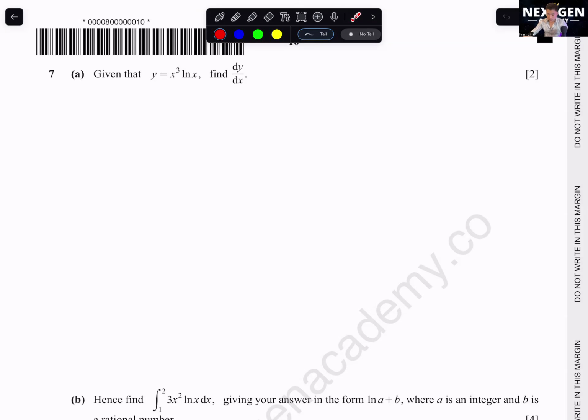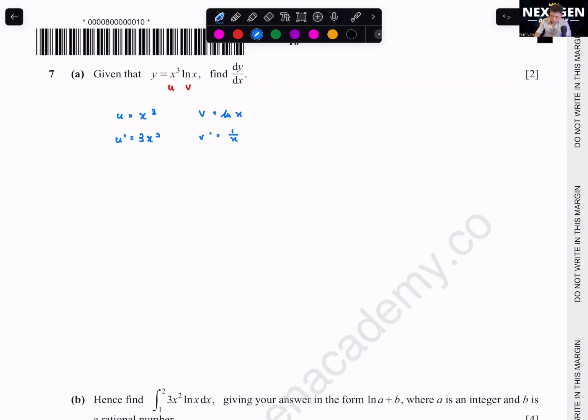Given that y equals x cubed ln x, find dy over dx. Okay, what do we need to find? This is a product rule. Okay, what product rule? We will split this into u and v. u is x cubed, v is ln x. u prime is 3x squared, v prime is 1 over x.